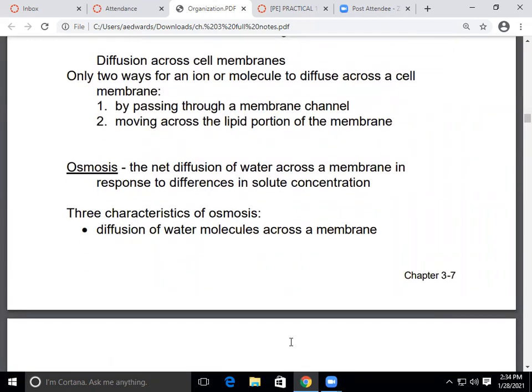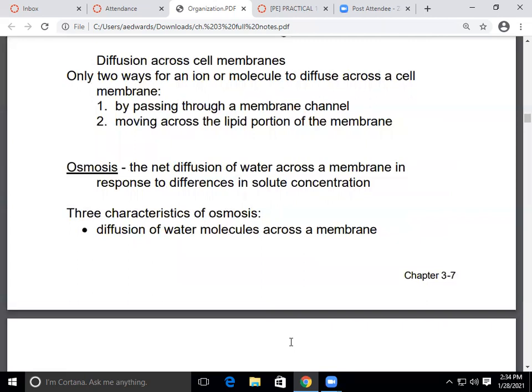So in order for an ion or molecule to get across the cell membrane to diffuse, it can only happen by going through a membrane channel or going through the actual membrane itself through the lipid portion, okay? So either it can go straight through or it's got to take a channel, okay?